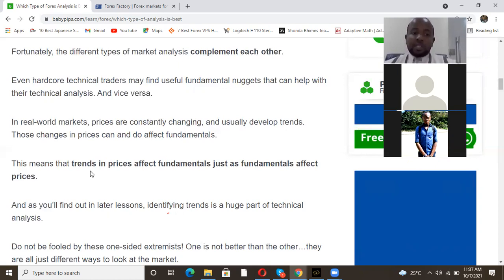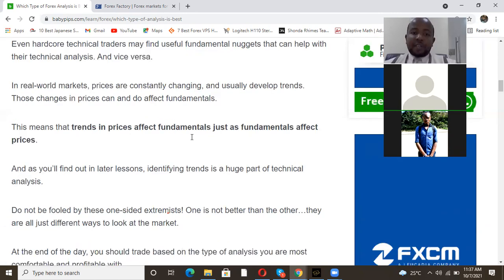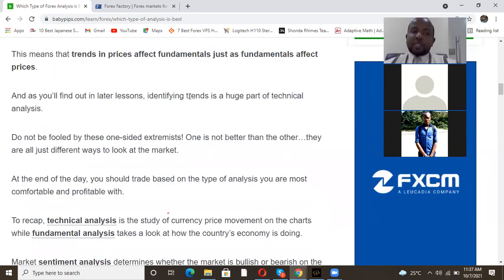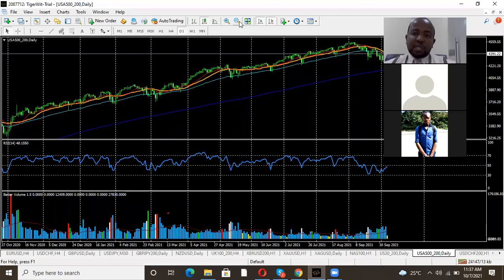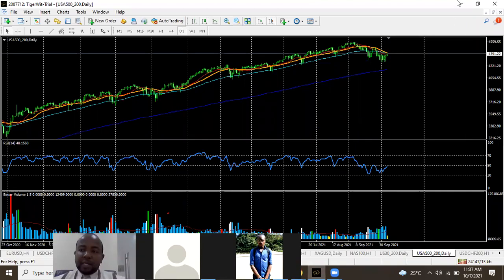So this means trends in prices affect fundamentals just as fundamentals affect prices. So that means fundamentals are very important. And as you'll find out later, identifying trends is a huge part of technical analysis. For you to get this big trend I'm showing you like this one, you have to really be good in understanding fundamental analysis.